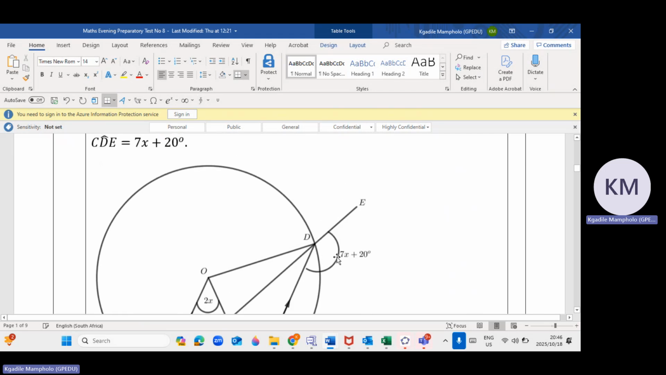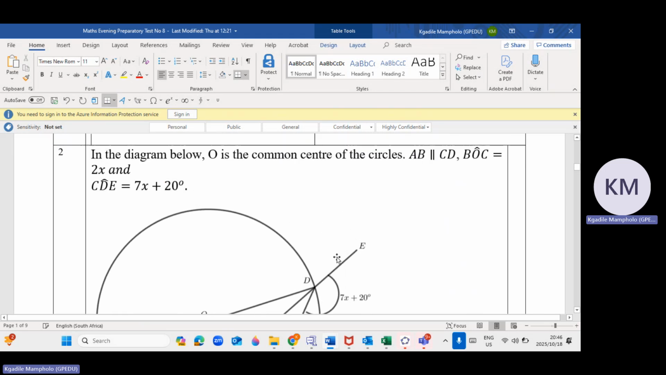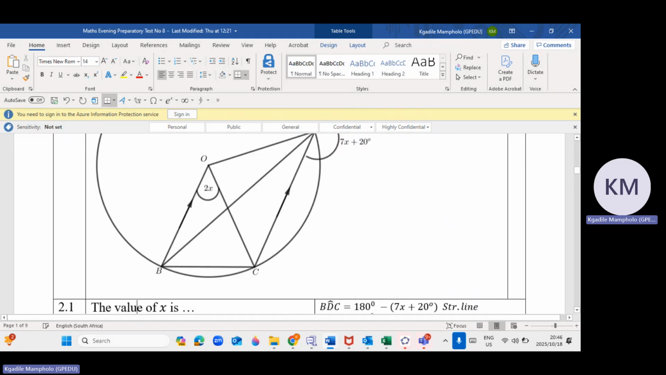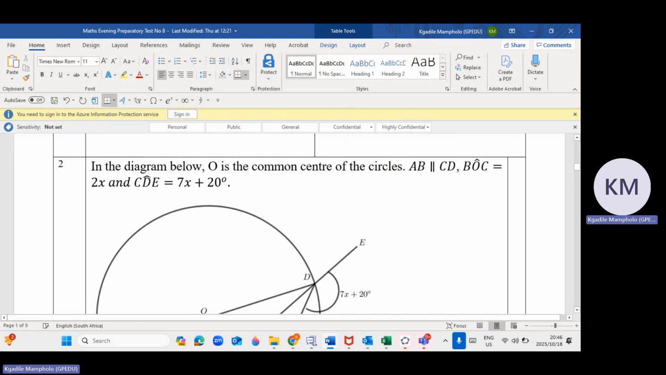Number 2, as I said, it's very important to read the statement and play with the diagram. Read the statement and play with the diagram. In the diagram below, O is the center of the circle.